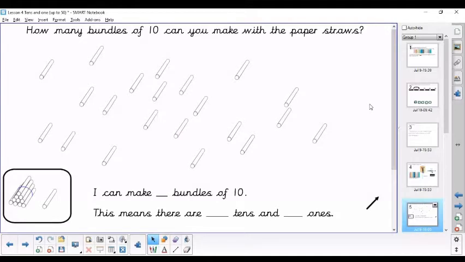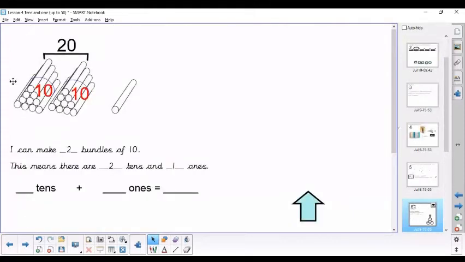So how many bundles of 10 can you make with the paper straws? Here is a bundle of 10, this is what it should look like, and this is an individual straw. Pause the video. How many bundles of 10 can you make? Okay, well, if you put them all together, you could make 2 bundles of 10, and there would be 1 left over. And 10 and 10 would give me 20, and I'd have 1 left over, so 21.